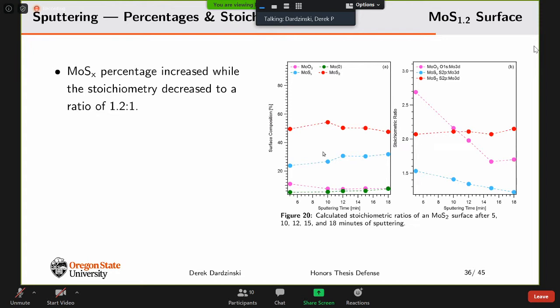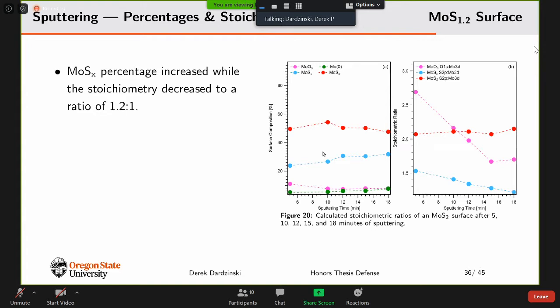again, while its stoichiometry decreased to about 1.2 to 1. The MoS2 stoichiometry remained constant for the same reason, because it's in the bulk. And then the molybdenum trioxide percentage decreased to a stoichiometry of 1.7 to 1, which again suggests that it's just a contamination on the surface. The elemental molybdenum also increased slightly, as it did before.